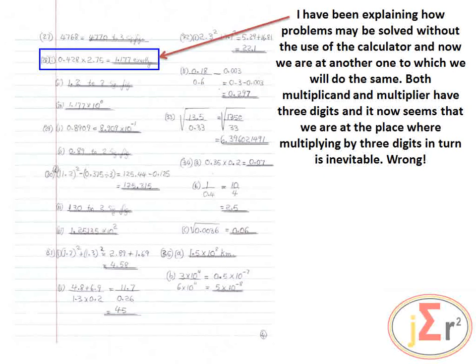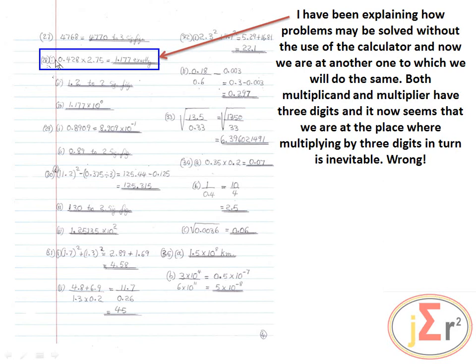I have been explaining how problems may be solved without the use of the calculator, and now we are at another one to which we will do the same. Both multiplicand and multiplier have 3 digits, and it now seems that we are at the place where multiplying by 3 digits in turn is inevitable. Wrong. So it is not unavoidable that we should multiply by 3 digits in turn, although it appears to be like that.